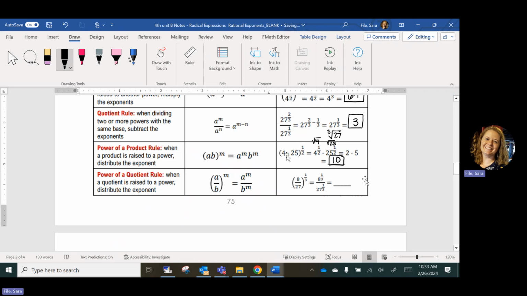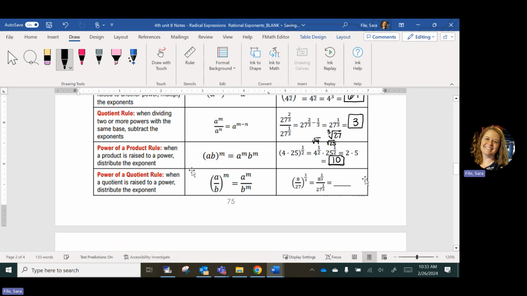Now, what if we had done this by solving inside the parentheses first? What is 4 times 25? 100. And then 100 to the 1/2 power. 1/2 power means square root. What is the square root of 100? 10, right? So that's how you can see these get you the same answer. So it works both ways. Those are equivalent to each other. Y'all feel okay about that one?